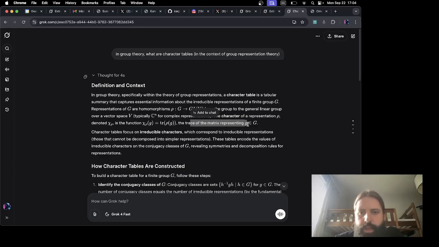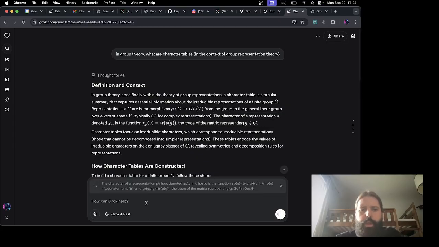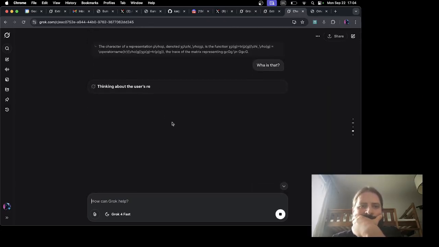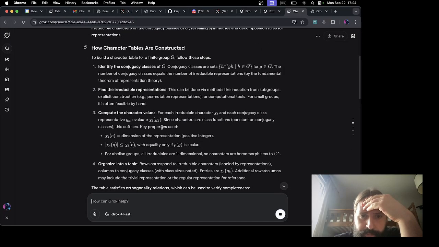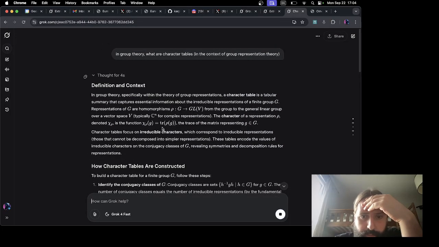Why? Why is that? So character tables focus on irreducible characters, which correspond to irreducible representations, those that cannot be decomposed into simpler representations.